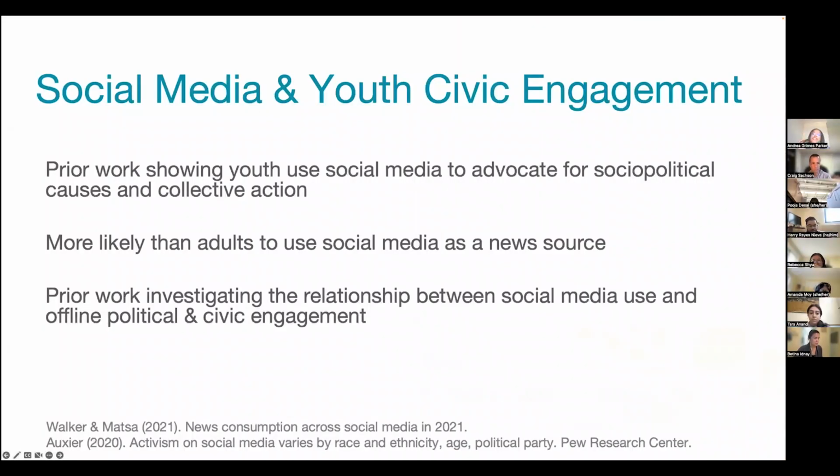So our work has focused specifically on youth and exploring how social computing can help develop youth's ability to address societal injustices. And there are several reasons why this area of work is incredibly fertile ground and worthy of study. So first, we know that youth are using social media for socio-political purposes. For example, to advocate for causes and engage in collective action. Indeed, they are actually more likely than adults to use social media to advocate for social change. And second, youth are more likely than adults to use social media as a news source, suggesting that they are learning about societal issues in large part on social media.